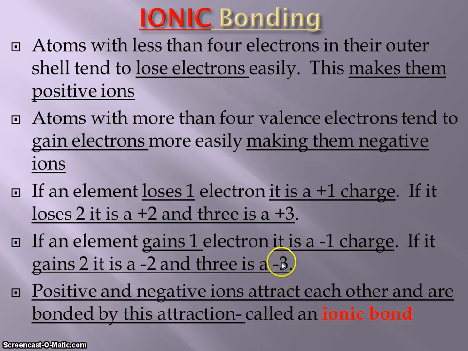And if I gain 3, then I have a negative 3 charge, which is important because if I have a negative 3 charge, I'm probably going to be attracted to something that has a positive 3 charge. If I have just a negative 1 charge, I'm going to be attracted to another atom that has a positive 1 charge. And we're going to be attracted by those positive and negatives, making us stay together in an ionic bond. Positive and negative ions attract each other. They're bonded this way. It is once again an ionic bond.